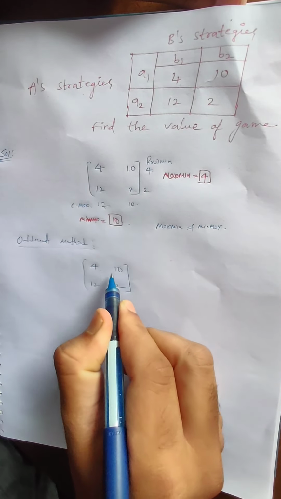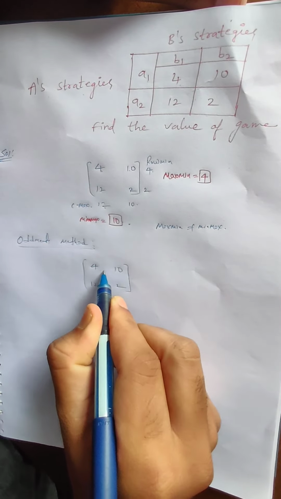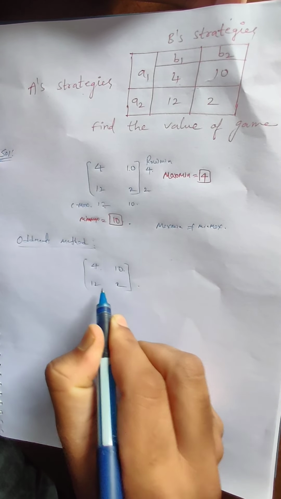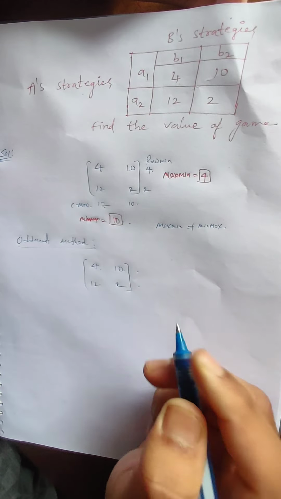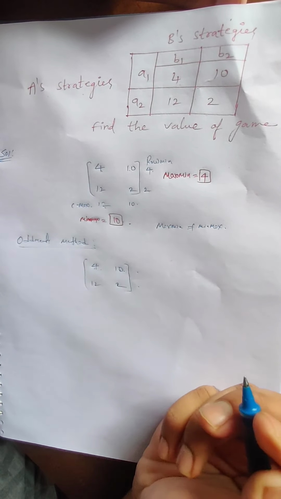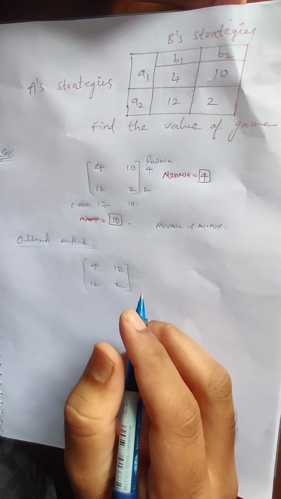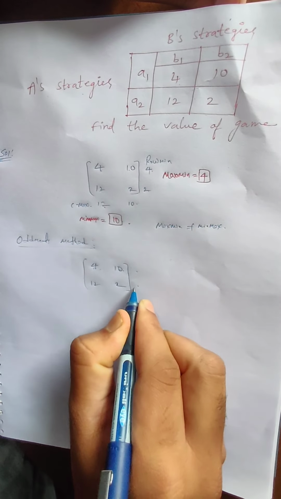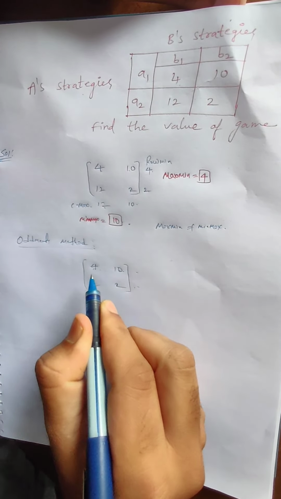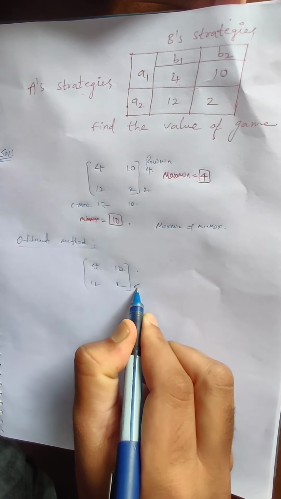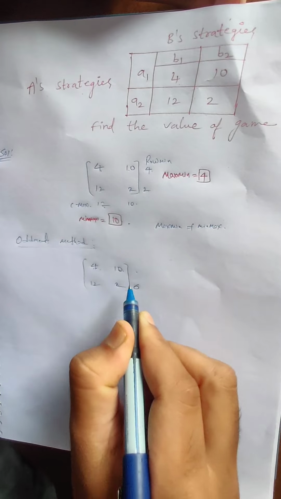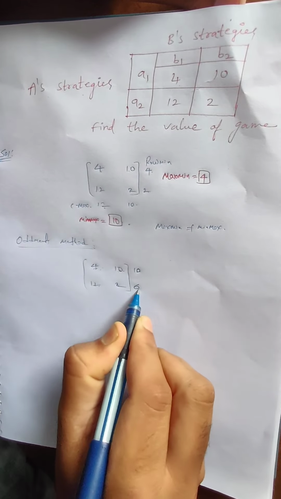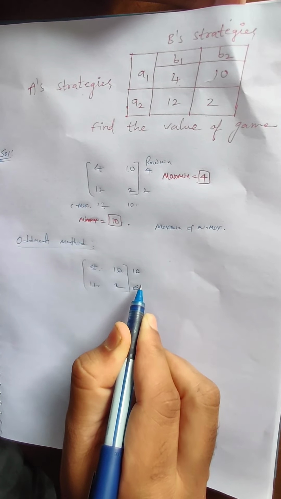For row 1, if you are calculating the row 1 oddment, you take the difference between the two values of row 1 and write it here, and for row 2, you take the difference between those two values and write it here. Like 4 minus 10 is minus 6. Whenever you get any negative value in game theory, you have to consider it as positive. Or you can directly subtract the minimum value from the maximum value: 10 minus 4 is 6, and 12 minus 2 is 10. Those are the oddments of rows.